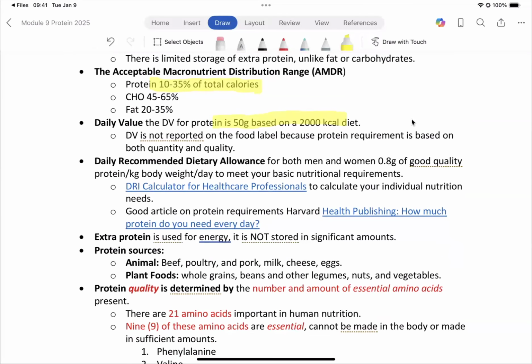The recommended allowance that this was based on is 0.8 grams of good quality protein per kilogram of body weight. So that's what we've always used in research. And a kilogram is 2.2 pounds. So let's say it's about 3.5 grams per pound of body weight would be the recommendation.